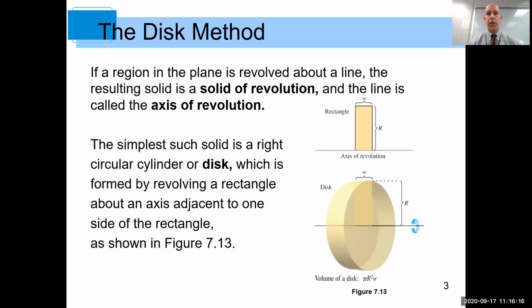So if we have a region in a plane that is revolved about a line, the resulting solid is a solid of revolution. And the line is called the axis of revolution. The simplest such solid is a right circular cylinder or a disk, which is formed by revolving a rectangle around the axis adjacent to a side of the rectangle, as you can see in the photo here.